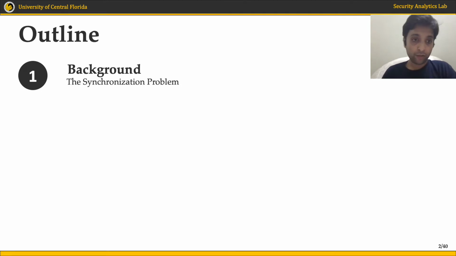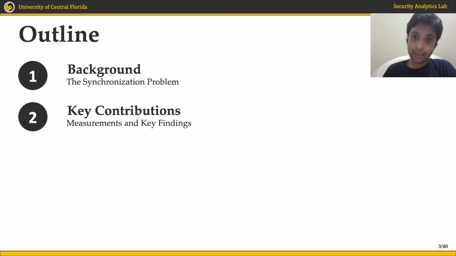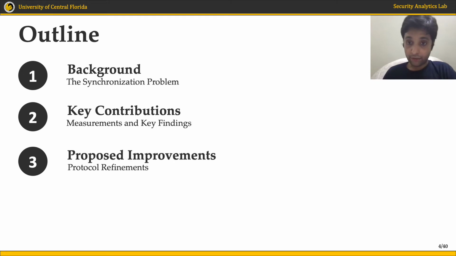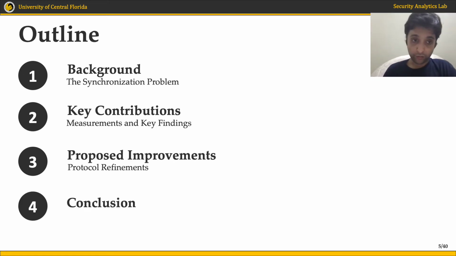Here's a brief outline of my talk. First, I will give a brief background about Bitcoin network synchronization and its deterioration over time. Next, I will present our key contributions, which include measurements and root cause analysis to investigate why synchronization is deteriorating. Then I will discuss approaches to improve network synchronization, followed by conclusion.